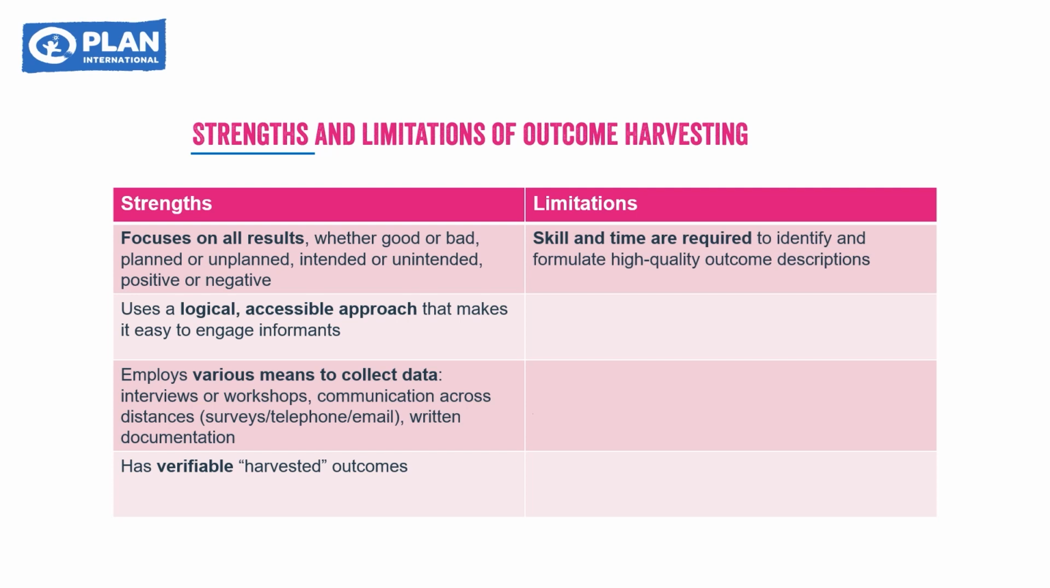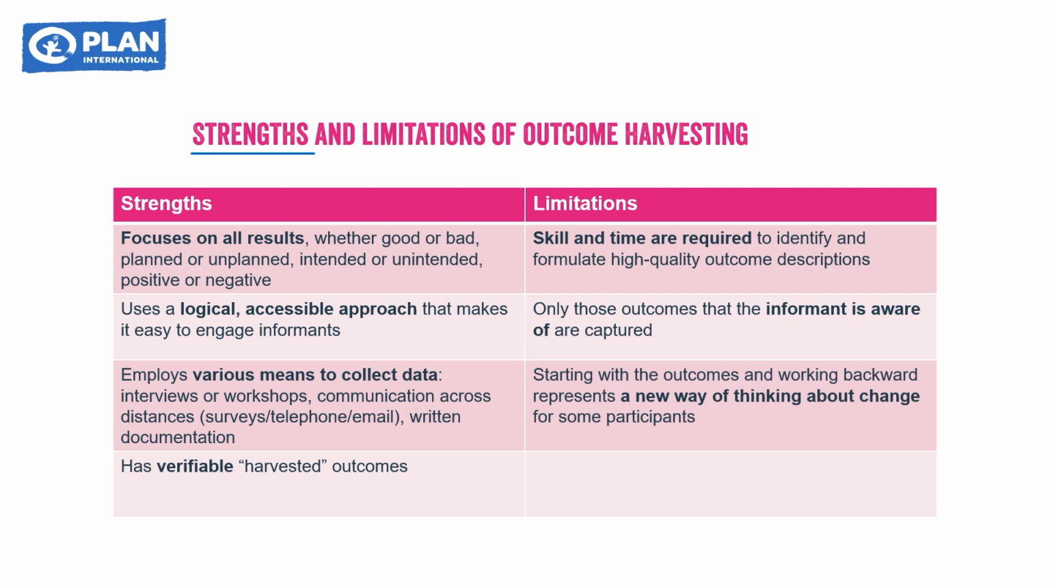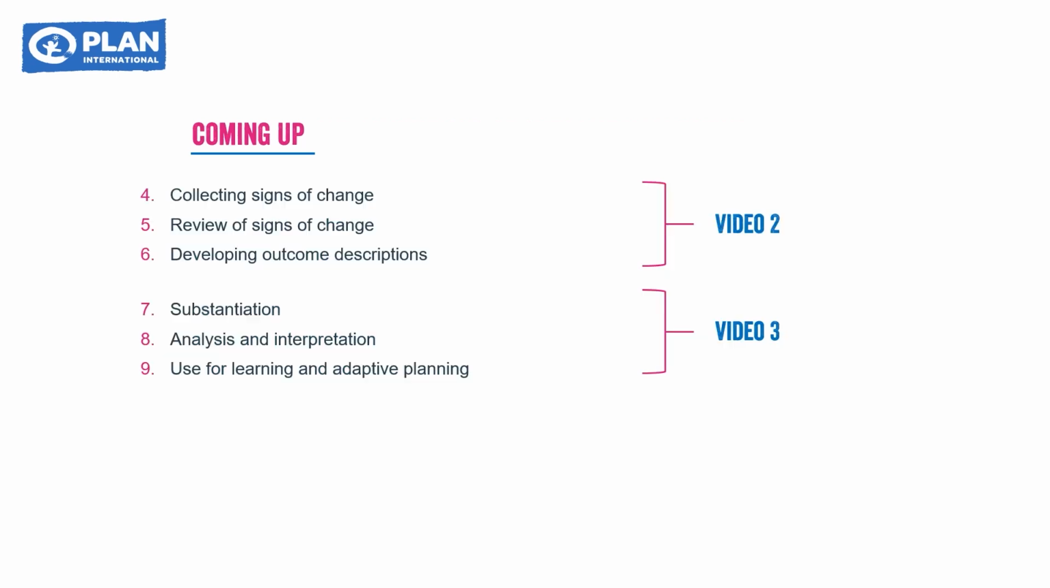Skill and time are required to identify and formulate high-quality outcome descriptions. Only those outcomes that the informant is aware of are captured. Starting with the outcomes and working backward represents a new way of thinking about change for some participants. Participation of those who influenced the outcomes to be harvested is crucial. Now that we have covered the basics of outcome harvesting, we will dive deeper into the different steps of the method in the next two videos.